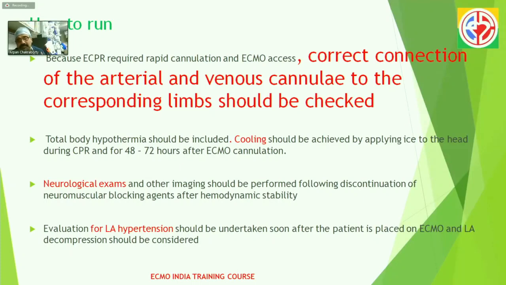So the arterial cannula should be connected to the arterial line, that return one, and the venous cannula should be connected with the drainage pipe. So that is most important. This is a very important thing.